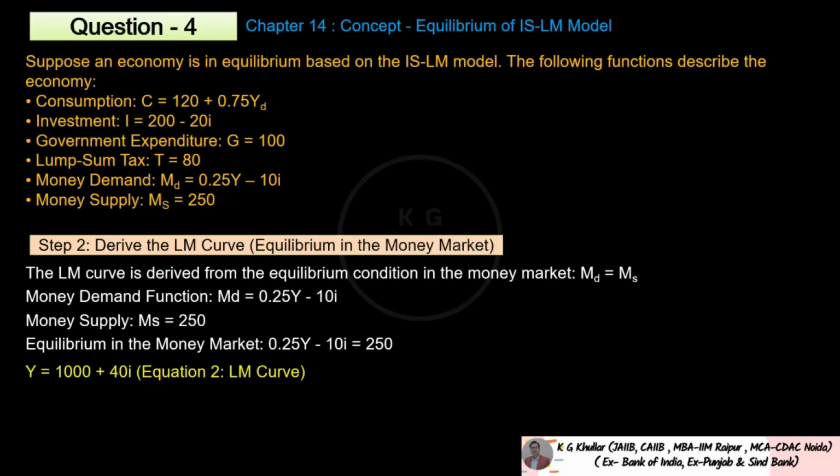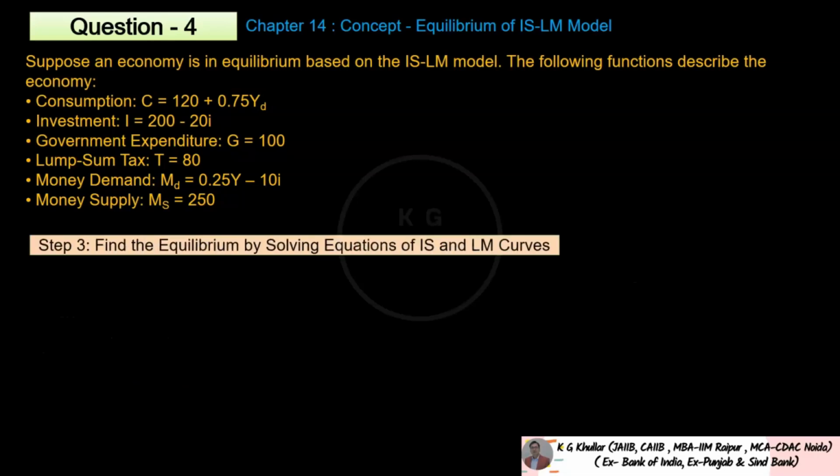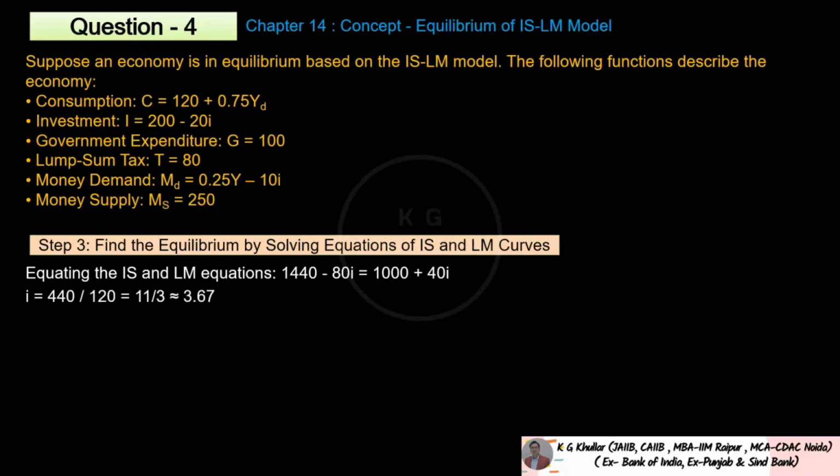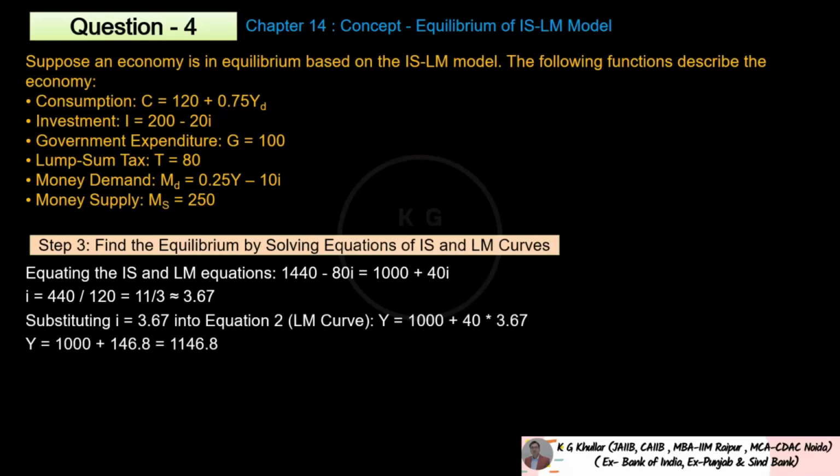Next, we can find the equilibrium by solving both these equations of the IS and LM curves. So let's equate the IS and LM curve equations as 1440 minus 80i equals 1000 plus 40i. And on solving for i, we get 3.67%.